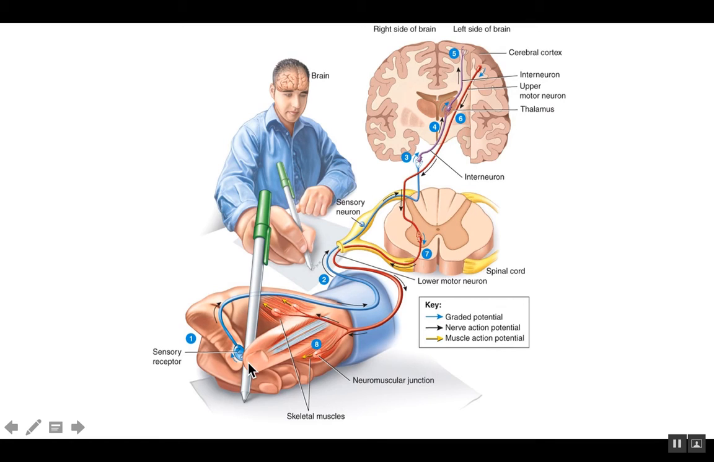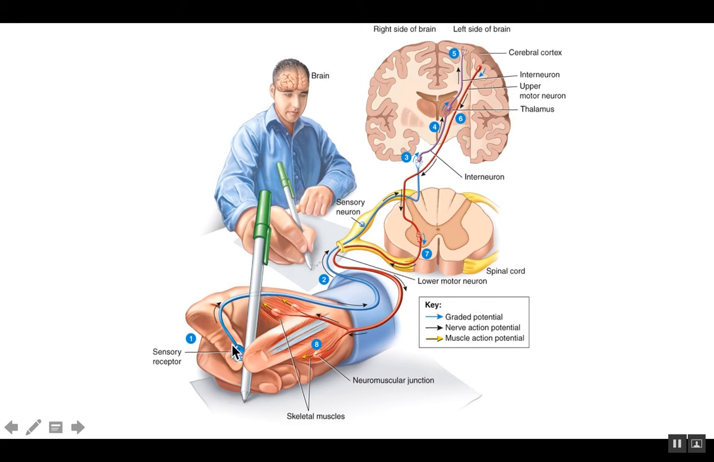That mechanical stimulus is pressure due to the pen being held. That pen, that pressure, that mechanical stimulus is opening mechanically gated channels on the dendrite of this sensory neuron. That blue arrow represents a graded potential. So that graded potential occurs, and if it reaches threshold, negative 55, that depolarizing graded potential is going to trigger an action potential.